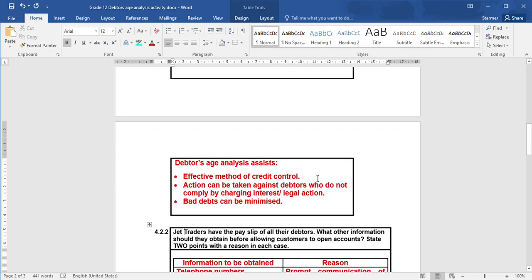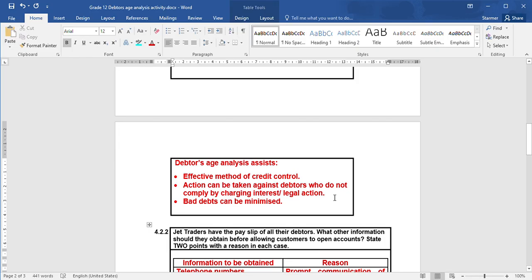As I said, the debtor's age analysis is looking at transactions that have actually taken place. So it's a very effective method of credit control because it's showing you each debtor's account, and at a glance you can see the standing of that account. You can then take action against debtors who don't comply, by charging interest. If necessary, take legal action.